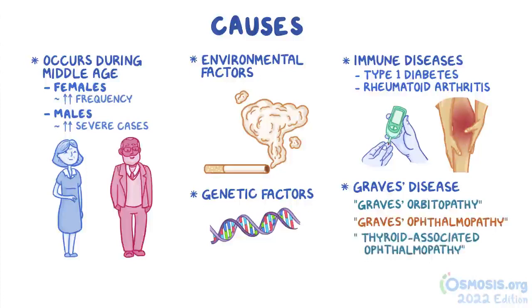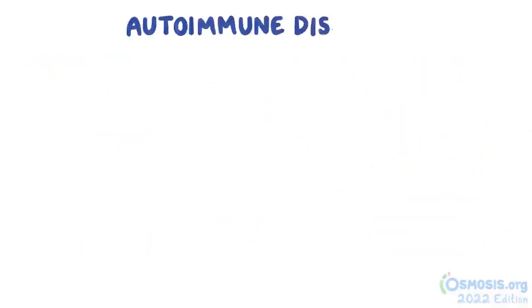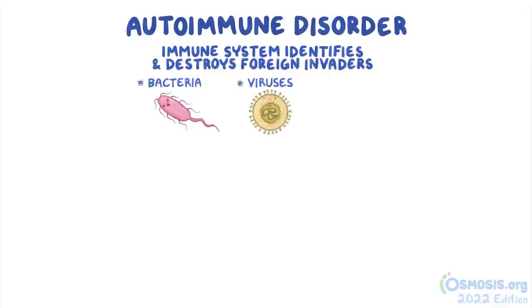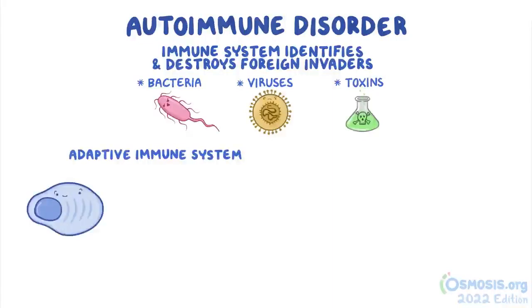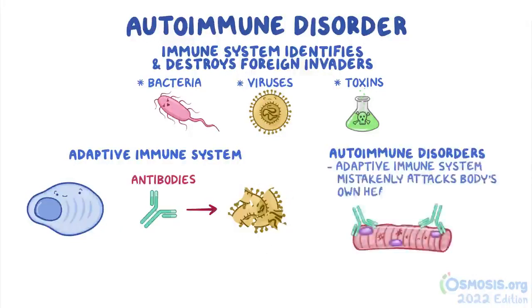The exact underlying process by which thyroid eye disease occurs is not fully understood. But like Graves' disease, it's an autoimmune disorder. Normally, the immune system protects the body by identifying and destroying foreign invaders, like bacteria, viruses, or toxins. The adaptive immune system is in charge of creating specialized proteins called antibodies that attack and destroy specific invaders. But in autoimmune disorders, the adaptive immune system mistakenly attacks the body's own healthy tissues.